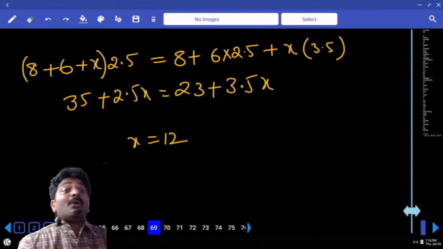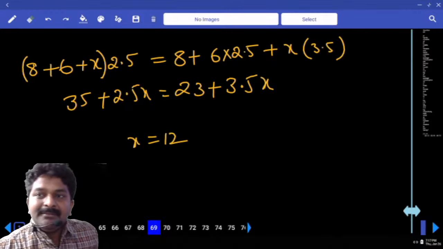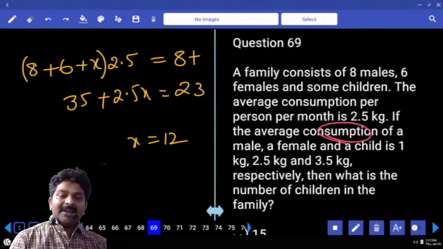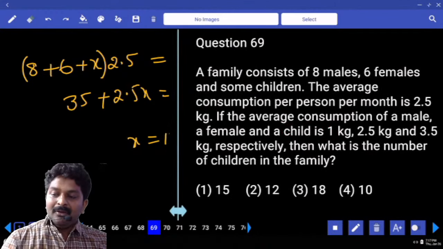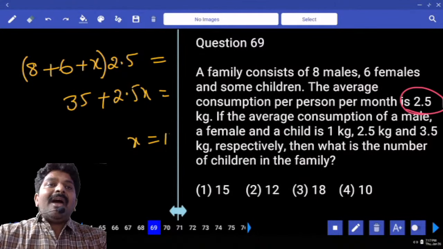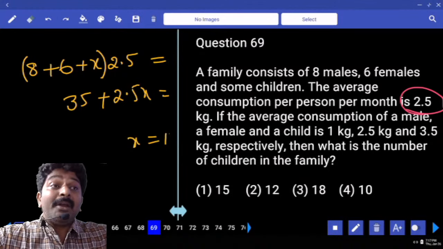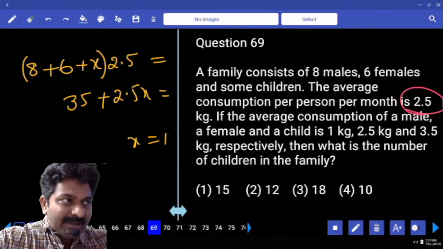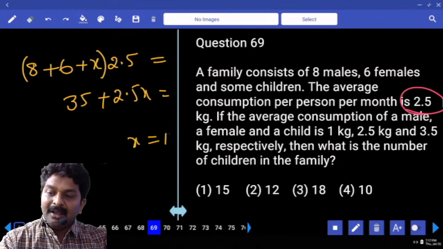If you know the equality method, this is so simple. You don't have to solve this. Let me tell you what equality is. What is the overall average? 2.5. That means everybody takes 2.5, 2.5, 2.5. How many male are there?